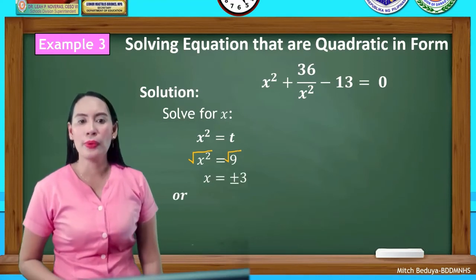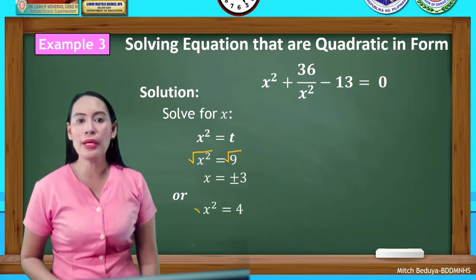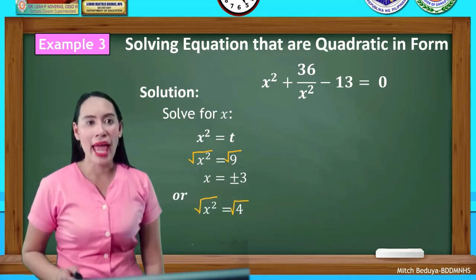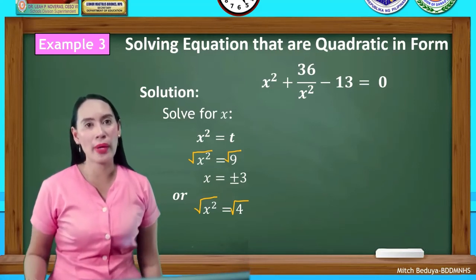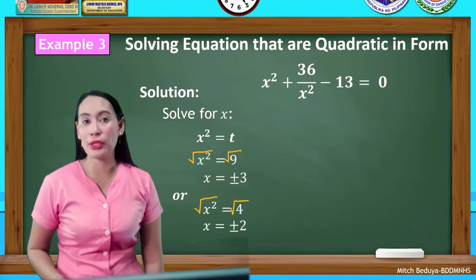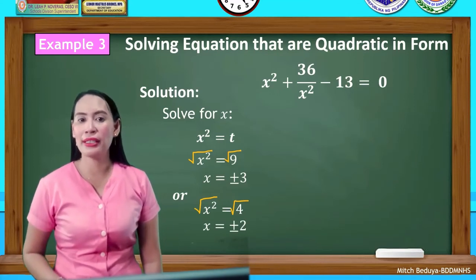Or we substitute 4 for t. So we have x squared equals 4. By extracting the square root, x is equal to positive or negative 2.